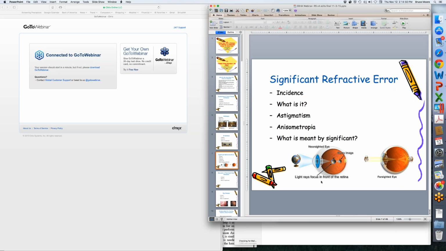Refractive error is the most common problem. Again, I mentioned myopia and many of the people in the audience. Same with presbyopia, reading problems. Young kids don't have presbyopia. It's a condition for adults.